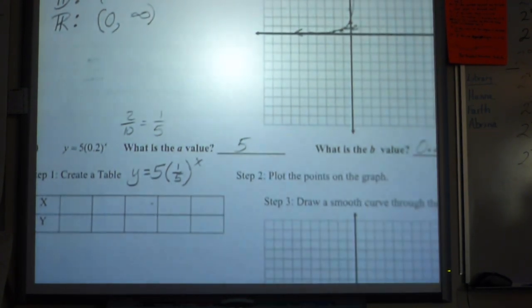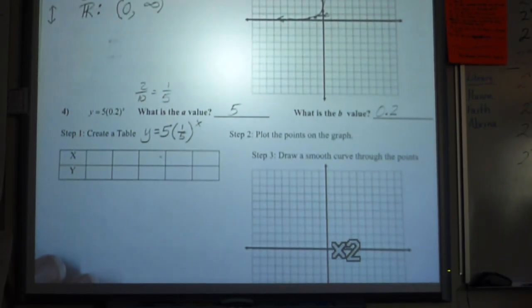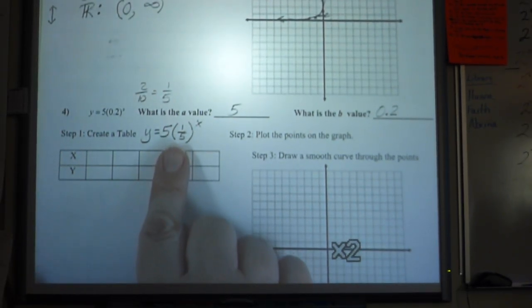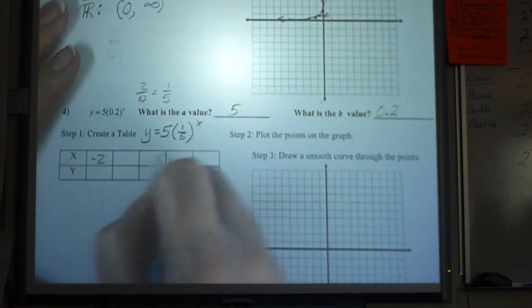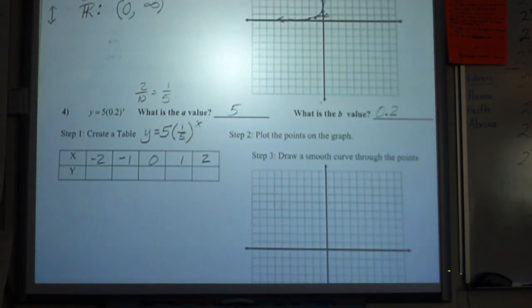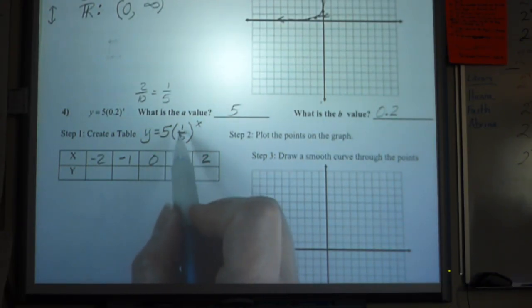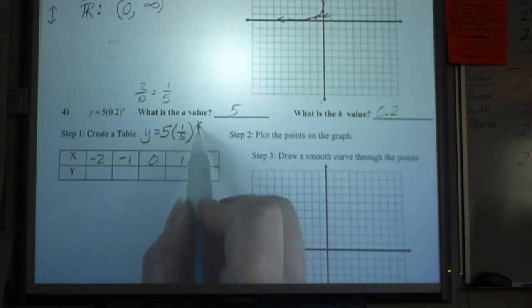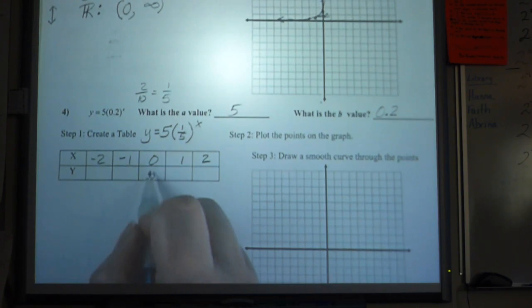It's your preference if you want to work with the decimals. I would just rather work with the fractions, but it's up to you. So we have 5 spaces. Let's do -2 through +2, counting by ones: -2, -1, 0, 1, 2. I like starting at 0 because anything to the 0 power is 1. Then 1/5 to the 0 power is 1, and 1 times 5 is 5.